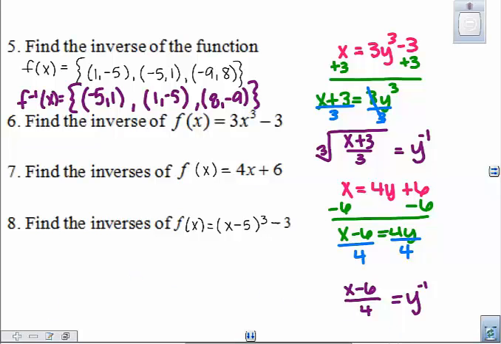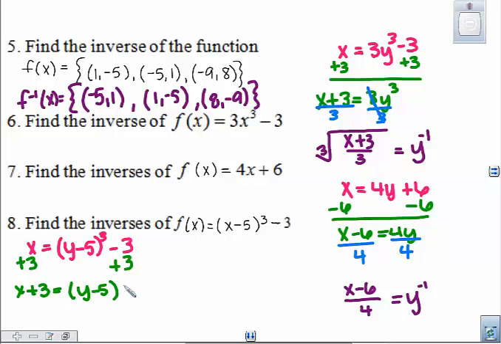And for 8, if I switch my x and y, x equals y minus 5 cubed minus 3. Okay, so first the constant moves. And now, before I can move this 5, it's in the parentheses, I need to get rid of this cube. So I take the cube root. So I have the cube root of x plus 3 equals y minus 5.